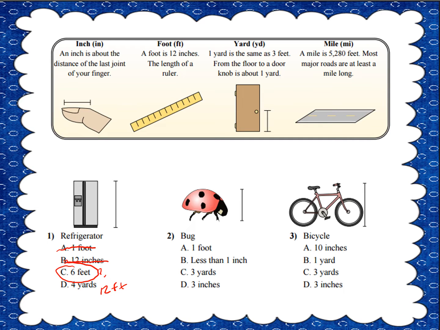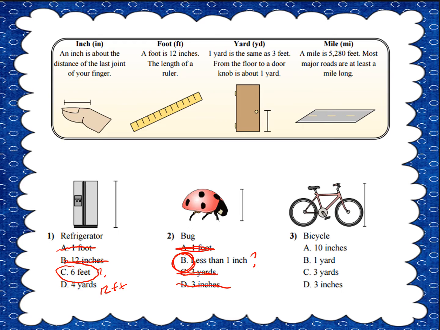Think about a ladybug. Now this is not to scale. A ladybug is much smaller than this. A foot would definitely not be reasonable because a ladybug is not a ruler tall. Less than an inch, that might work. 3 yards is definitely out of the question. That's way too long. That's 3 yardsticks. Or 3 inches, that's 1/4 of a ruler. That's pretty close too, but I've never seen a ladybug that's 3 inches tall. So our best choice is B.